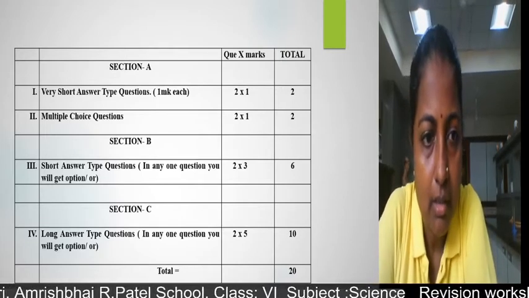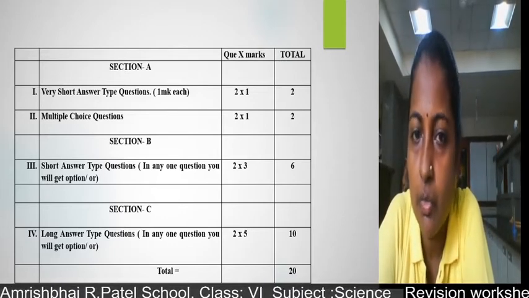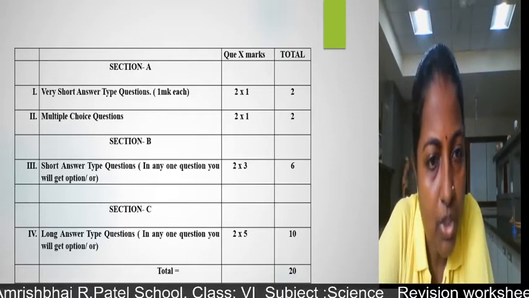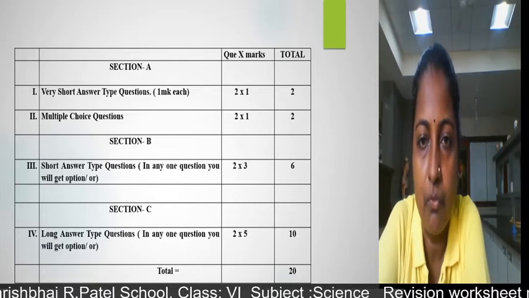Then section C, long answer type questions, again 2 questions will come for 5 marks each, so 10 marks. Out of those 2 questions, in one of the questions you will be getting an option.